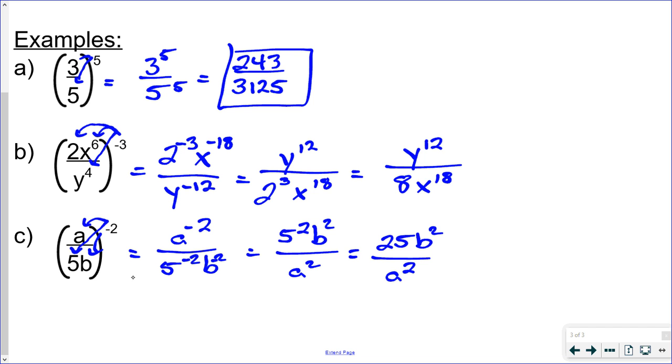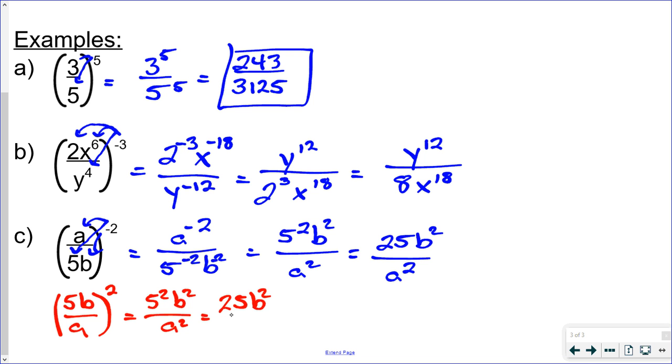Now, one other thing you can do, another way you could have done that, let me show you this real quick, is to change this exponent to a positive 2. I could have just flipped this whole fraction over, taken its reciprocal. So I could have rewritten this as 5b over a, so I'm flipping it over, and then that exponent becomes a positive 2. And then you can see that would lead me into 5 squared b squared over a squared, or 25b squared over a squared. Same thing we got here. All right. So just another way of doing it. I could have done the same thing with b.